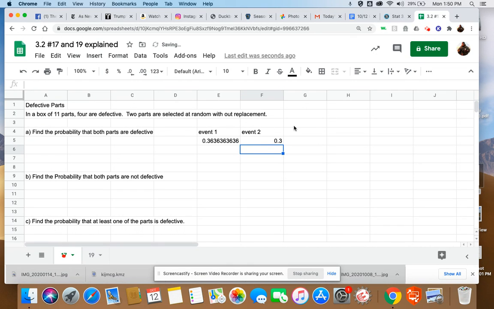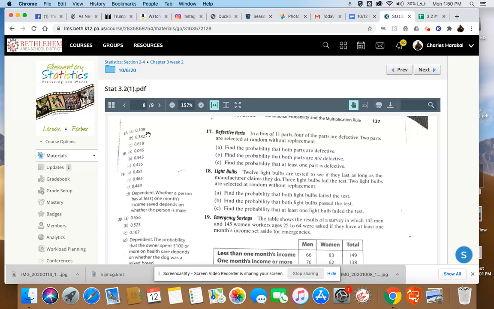And of course, because we're doing a multiplication rule, our final probability is going to be those 2 answers multiplied. And that gives us 0.109 as an answer, which we can see is the correct answer from the textbook.